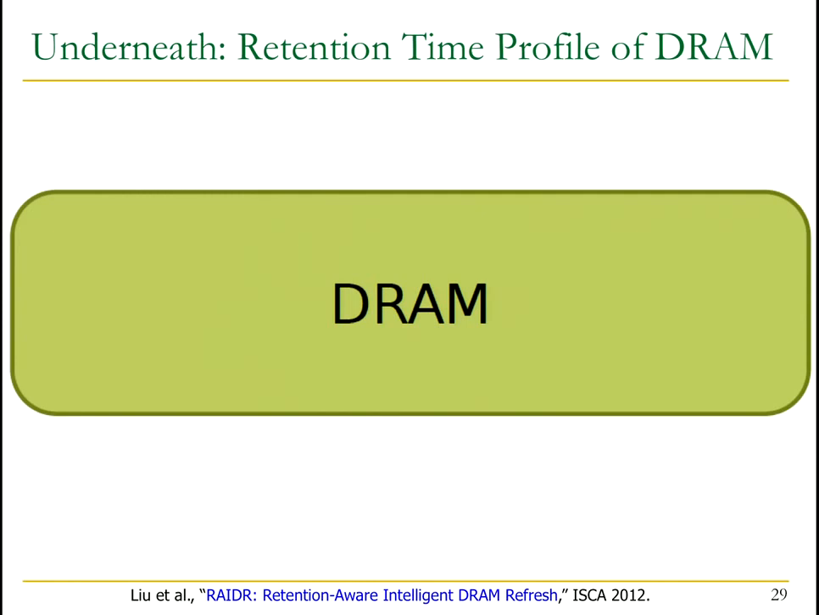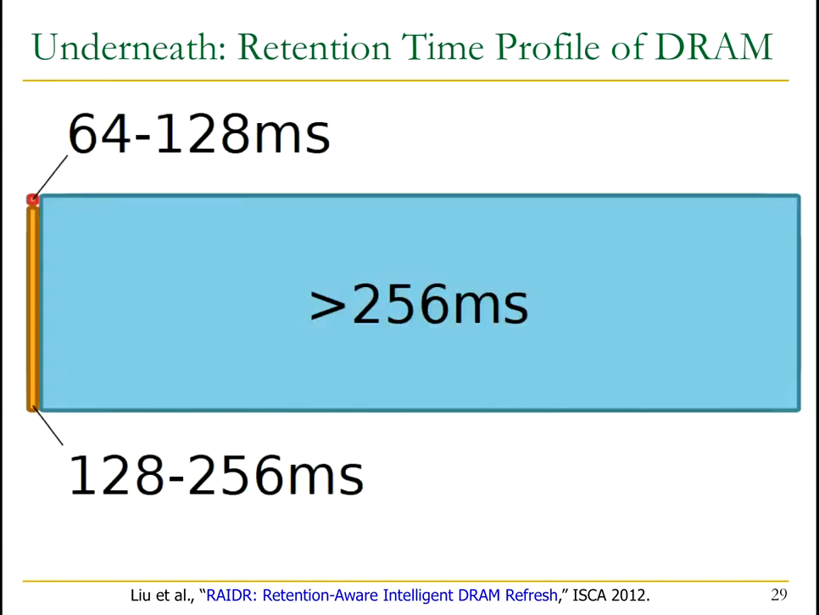What do you think this DRAM would look like? It turns out it looks like this. Basically, most of DRAM, an overwhelming majority of the rows, are okay with being refreshed every 256 milliseconds, not 64 milliseconds. There are only a very, very small fraction of rows, and I'll give you the exact number. In a 32 gigabyte system, only 30 rows, 30 times 8 kilobytes, 240 kilobytes, need to be refreshed every 64 milliseconds. Everything else, ignore this part for now, you can refresh every 256 milliseconds.